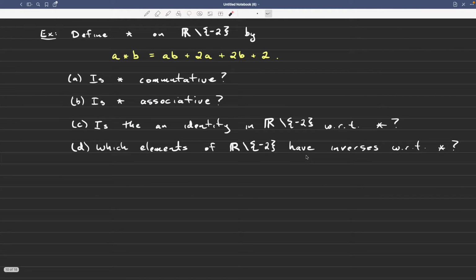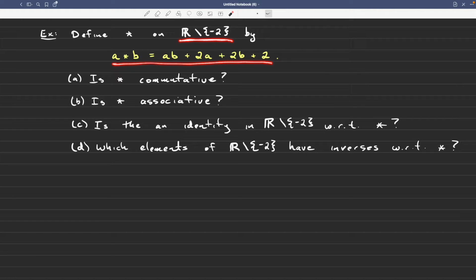Okay, so here's a really cool example. We're making up this new binary operation on the set R minus {-2}. So we're taking away the element -2, and you'll come to realize why -2 is being taken away. And then this is the definition of the operation: a star b is ab plus 2a plus 2b plus 2.